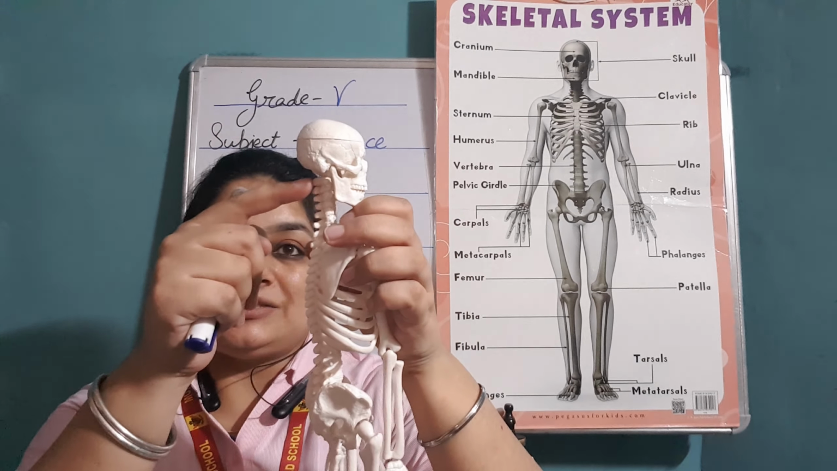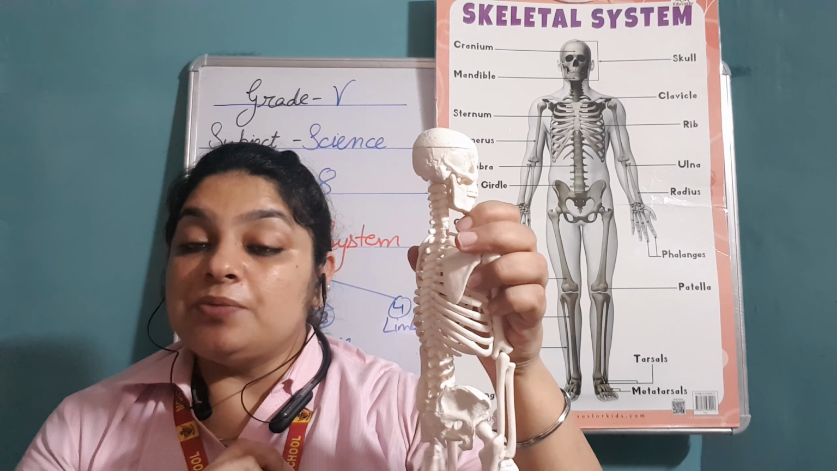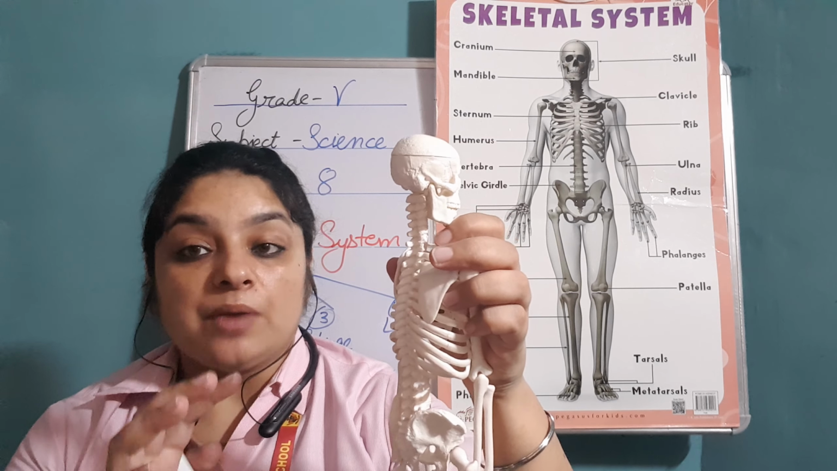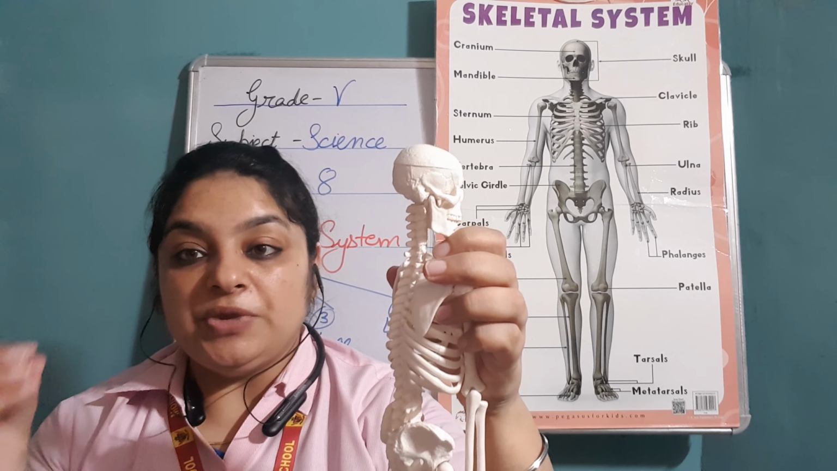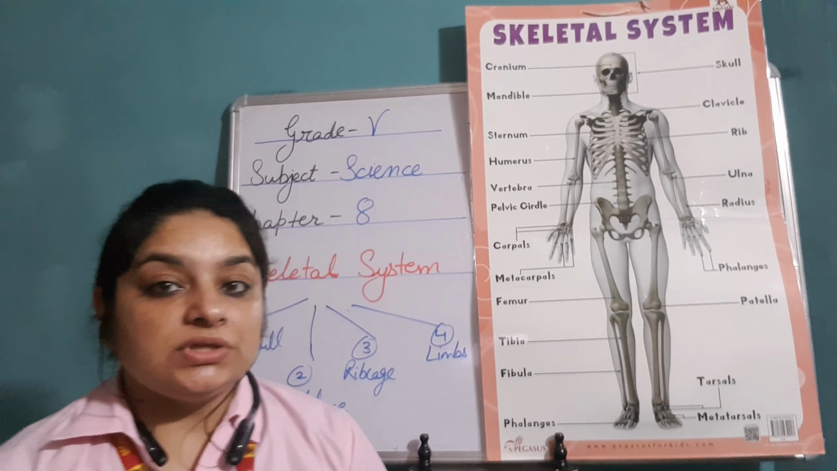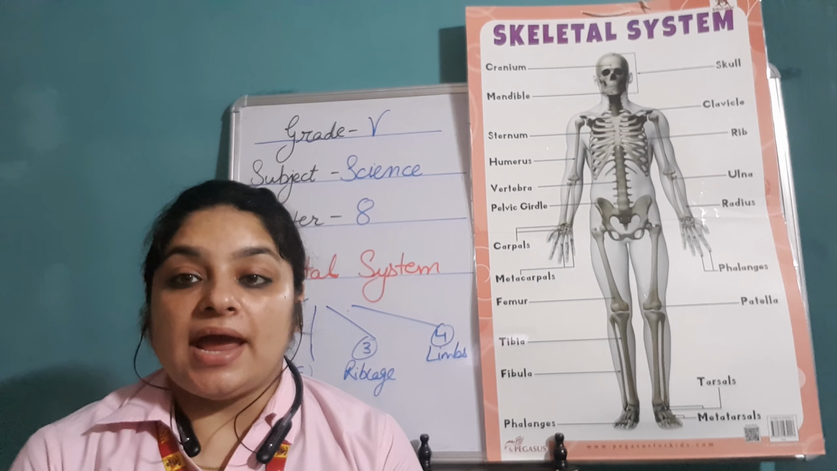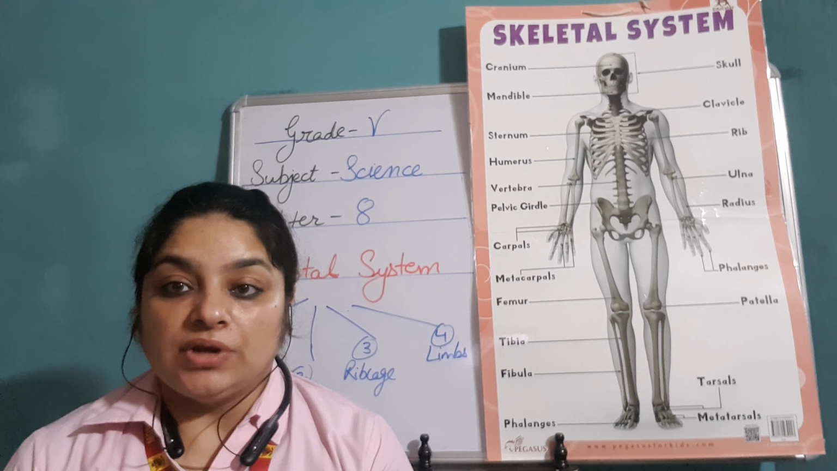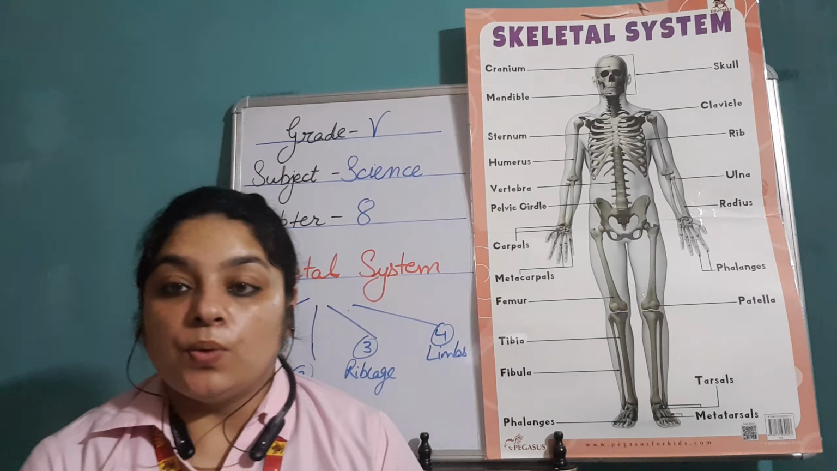And you can see these small bones, these are vertebrae. Now what is vertebrae? Backbone is not made up of a single bone. It is made by a combination of 33 small bones. These 33 small bones together combine and form the backbone. We call them vertebrae.